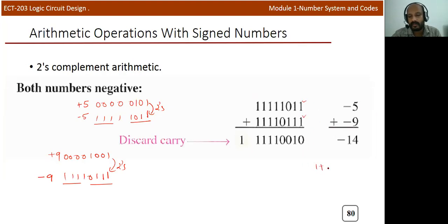So 1 plus 1 is equal to 10. So we'll put 0 here and there will be a carry. After that, 1 plus 1 plus 1 in the next column, which is equal to 11. So we'll write 1 here, again there will be a carry. Next, 1 plus 0 plus 1, which is equal to 10. So we'll put 0 here, then again there is a carry. Next, 1 plus 1 plus 0, which is again 10. So we'll put 0 here, again a carry. After that, 1 plus 1 plus 1, which is equal to 11. So you can write 1 here.